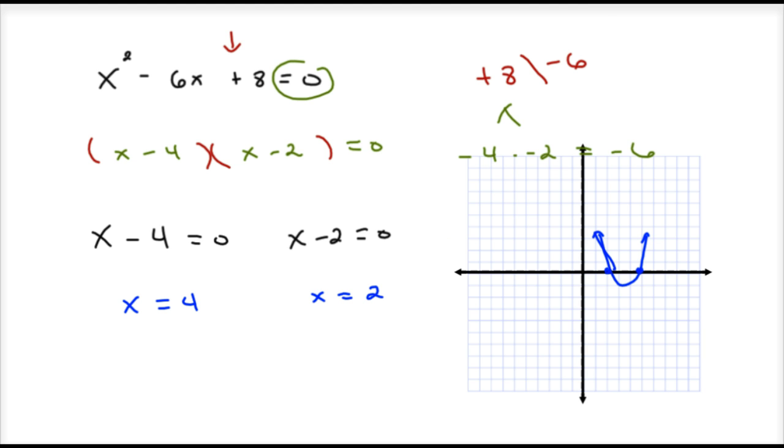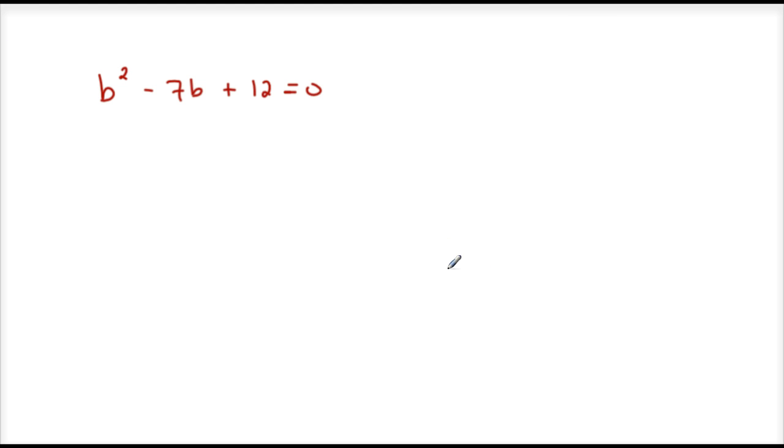Let's try another one. Alright, so b squared minus 7b plus 12. Again, if it's x squared, b squared, whatever it is, it's still a variable, okay? Two factors. What do we know about the signs in this? They're going to be the same because my last sign here is positive, okay? Do we know if they're both going to be positive or negative? Yes, negative. Look at this sign here. If I add two numbers and get a negative, two negative numbers. So this is going to be negative, and this is going to be negative.